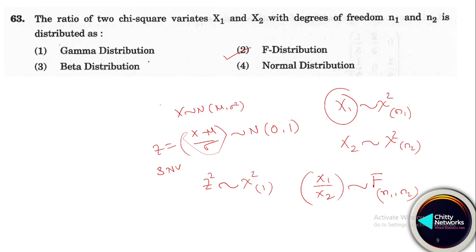And one more, gamma is there. If x follows exponential distribution, then the sum of these x follows gamma distribution. So these are some simple results, the relations between distributions that you should know. We shall move to the next question.